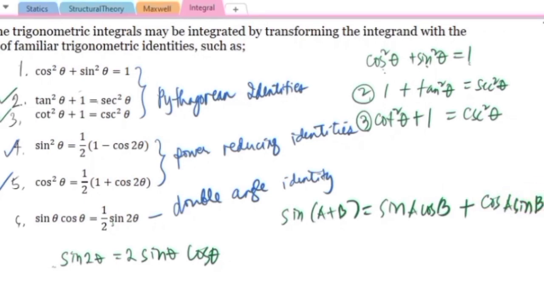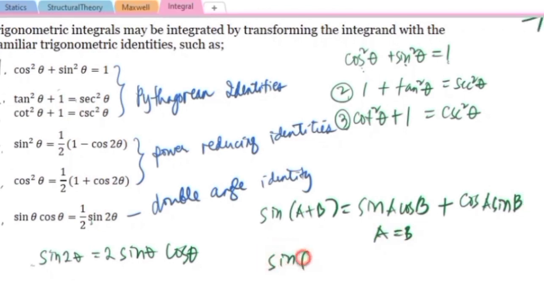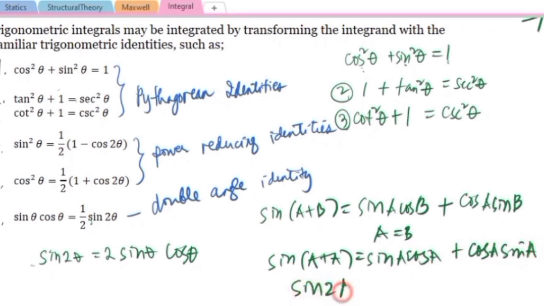So, we let A is equal to B. So, change natin lahat ng B into A. So, I have here sine A plus A is equal to sine A cosine A plus cosine A sine A. So, this would be sine 2A, and this would be sine A cosine A, and this is sine A cosine A. So, since pareho naman sila, that would be 2 sine A cosine A.